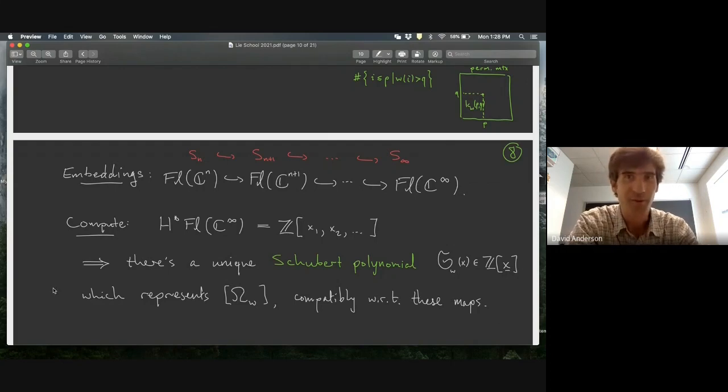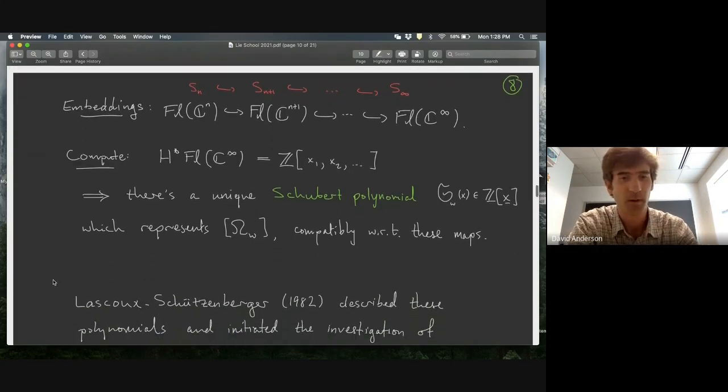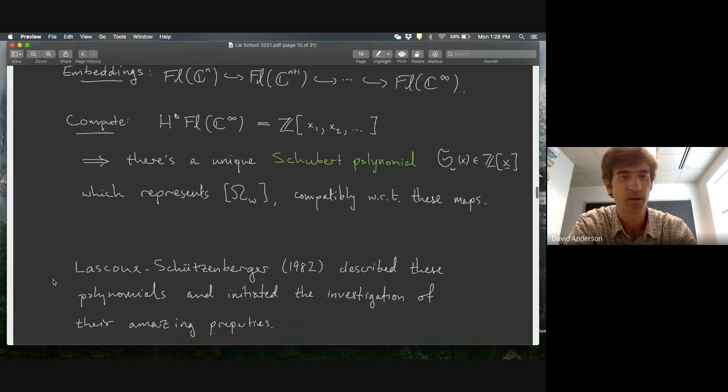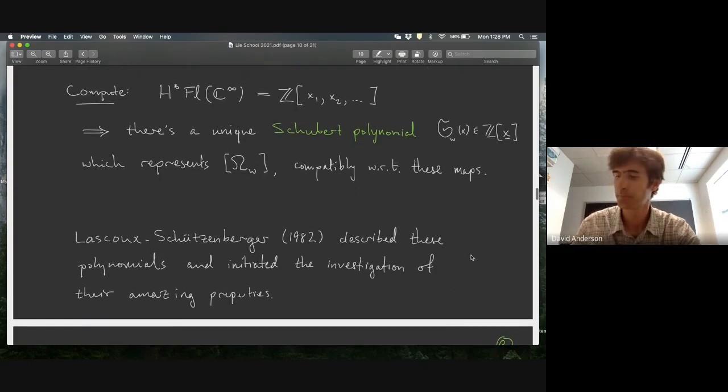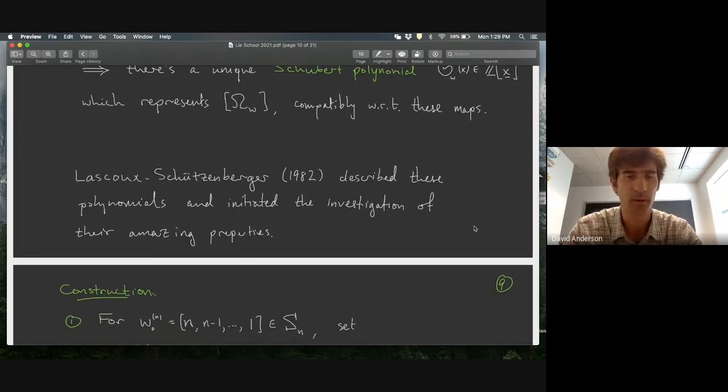So what is that polynomial? This is kind of like Tom's question. And kind of remarkably, it took until 1982 for Lascoux and Schützenberger, who were both, well, they're sort of combinatorialists by training or by nature. And they described these polynomials. And they initiated the investigation of all of their amazing properties. And I want to tell you about some of them in the kind of 17 minutes or so that remain. First of all, let me tell you how you build these polynomials. So this goes back to 40 years ago almost.